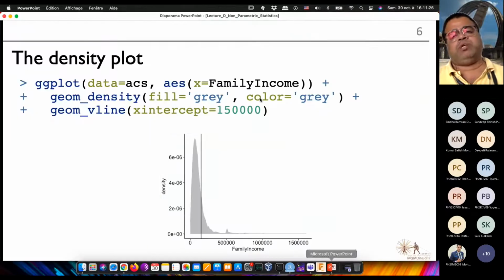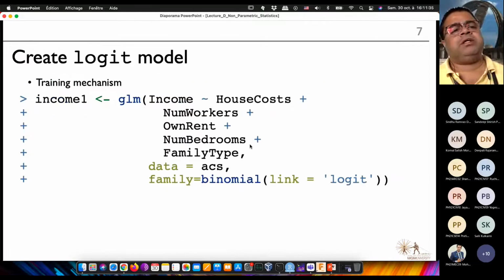Now why do I need to do this kind of thing? This is basically data exploration, first of all. So this is exploratory data analysis. And then I need to create the logit model. See what we did? House cost, number of workers, own or rent. Own or rent is a factor variable. Number of bedrooms, then the family type. That is also a factor variable. So you can actually create a linear regression model. This is generalized regression model, GLM.